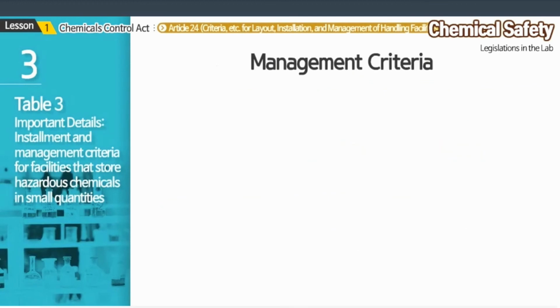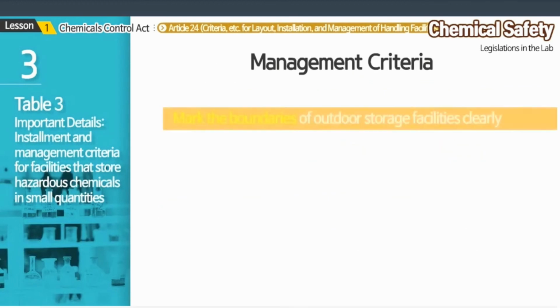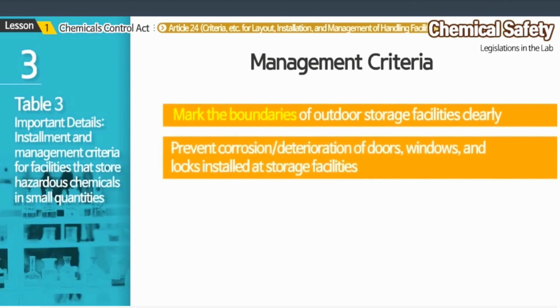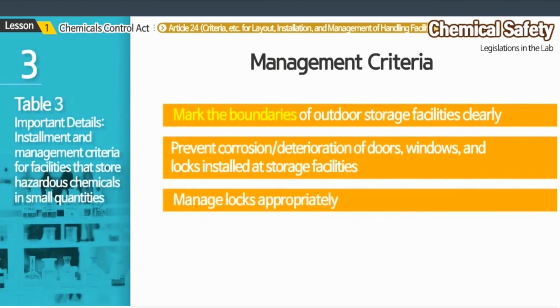Now, shall we take a look at the management criteria? The boundaries of outdoor storage facilities must be marked clearly, and the doors, windows, and locks installed at storage facilities must be managed appropriately to prevent any corrosion or deterioration. Locks must be managed appropriately as well.